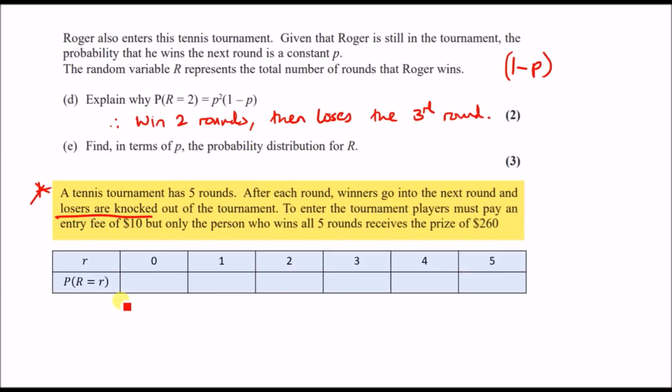Now, for part E, it says find in terms of p the probability distribution for R. Now, I've already gone ahead and drawn the table here. So we know it's up to 5 because there's 5 rounds. We know it starts from 0 because you could lose the first round. And this means how many rounds you actually won before losing.